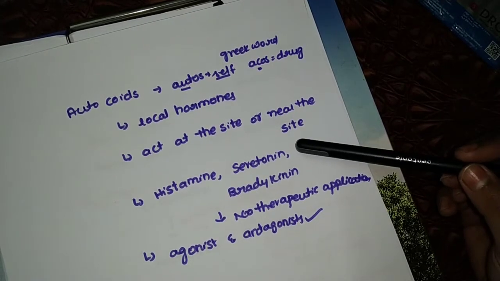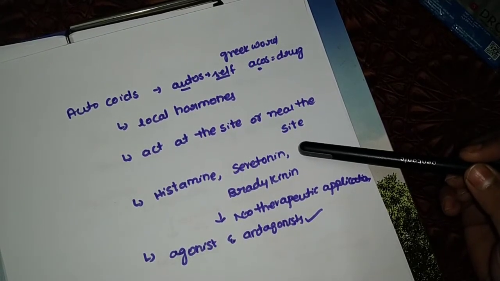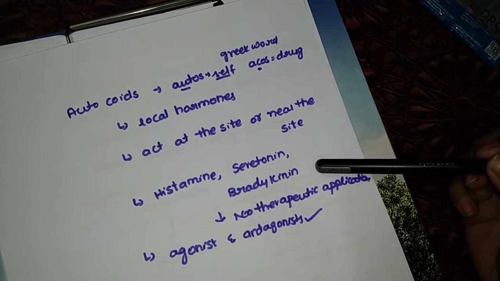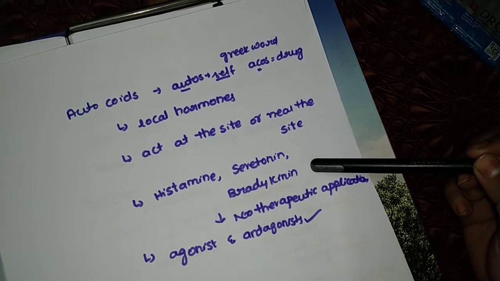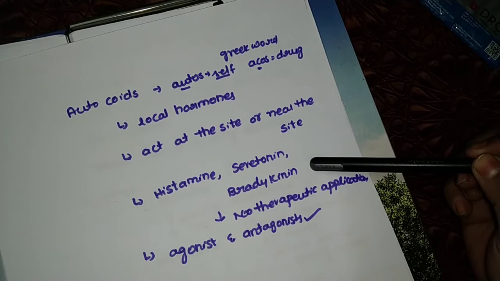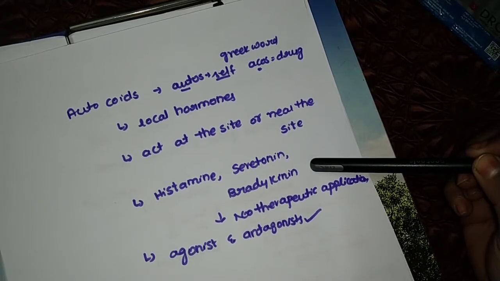The most commonly known autocoids are histamine, serotonin, and bradykinin. These substances do not have any therapeutic application, but their agonists and antagonists have some therapeutic applications. But before going to know about their agonists and antagonists, we should know about the synthesis, release, and secretions of these autocoids, and also their pathological and physiological roles, and also about their receptors. So let's now see about histamine.